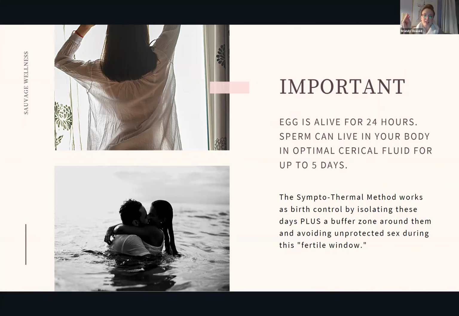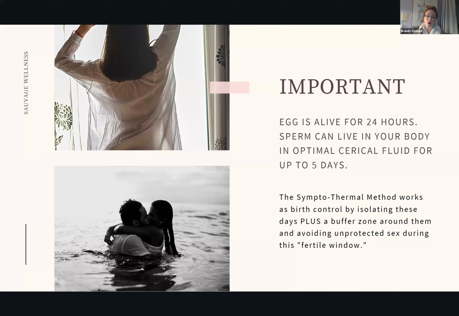Some important info. The egg, once released during ovulation, is alive for about 24 hours. That is to say, you walking around on your own are fertile, if you will, for 24 hours a cycle. It's sperm that mucks things up. So sperm can live in our bodies in that optimal cervical fluid, in that creamy, stretchy, and egg white fluid for up to 5 days. So when people get pregnant, it's happening from sex most often that occurred before we ovulated, because the sperm is hanging out there waiting for ovulation to happen so it can pounce.